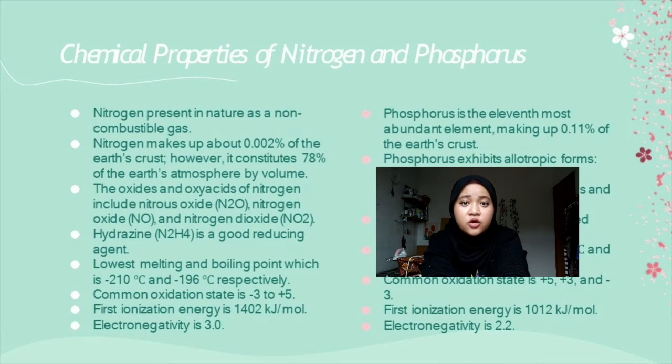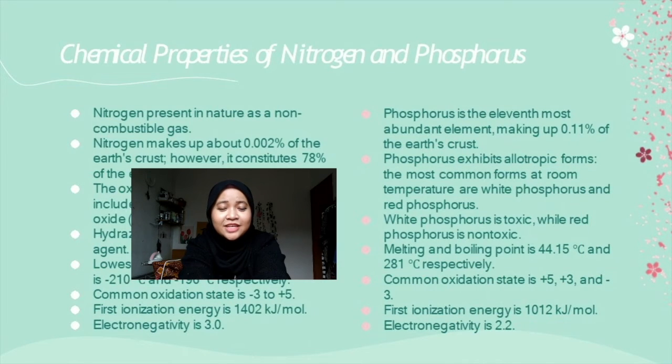The next point, the oxides and oxyacids of nitrogen include nitrous oxide, N2O, nitrogen oxide, NO, and nitrogen dioxide, NO2. Hydrazine, which is N2H4, is a good reducing agent. Next, nitrogen has the lowest melting and boiling point, which is negative 210 degrees Celsius and negative 196 degrees Celsius respectively. This means that nitrogen will always be present as gas at room temperature. The common oxidation state of nitrogen is -3 to +5. First ionization energy is 1402 kJ per mole, and lastly, the electronegativity is 3.0.